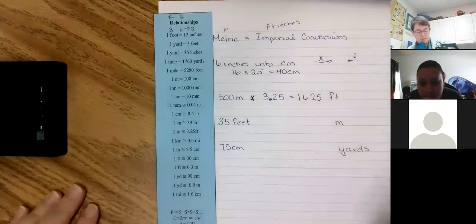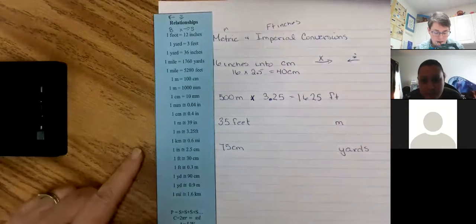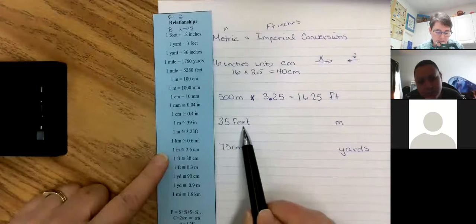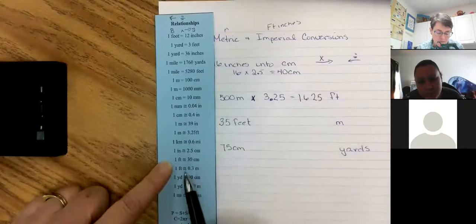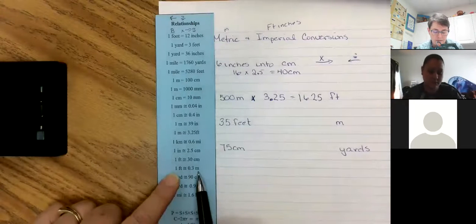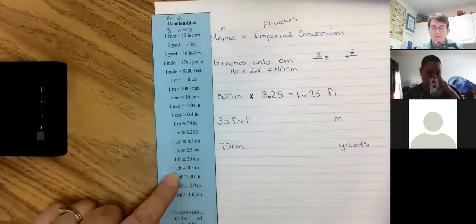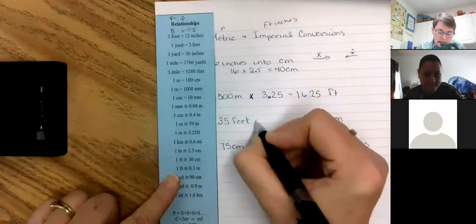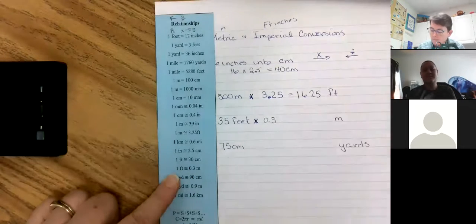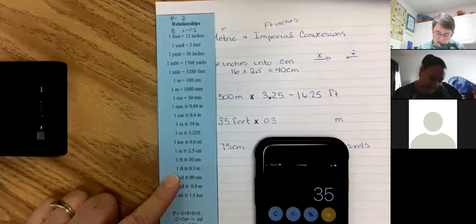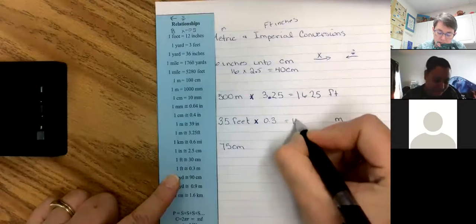Sorry to disappear. Okay, so I'm looking on the list and I'm looking for feet or FT and meters. So if I go down, I go all the way to here because that's got them in the same order. The trick is you always multiply when you're going in the same direction as you're reading. So you multiply by 0.3. So 35 times 0.3, and that's going to be 10.5 meters.